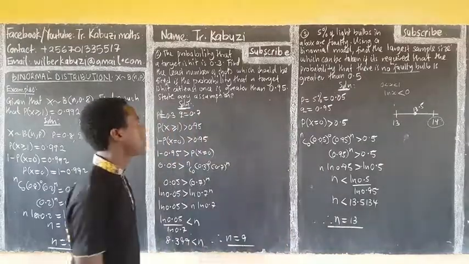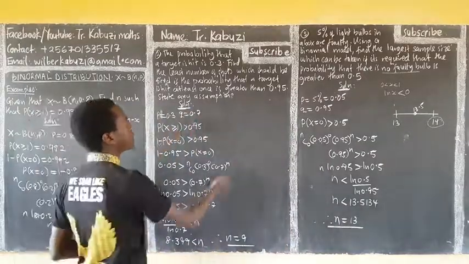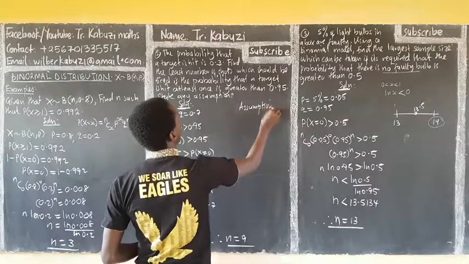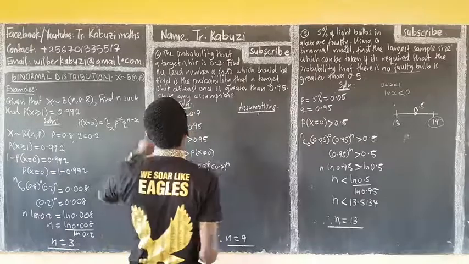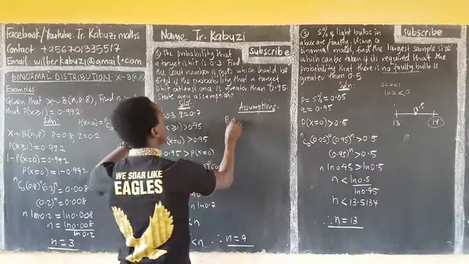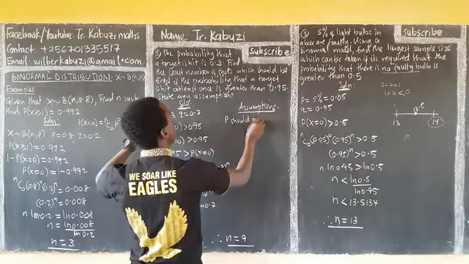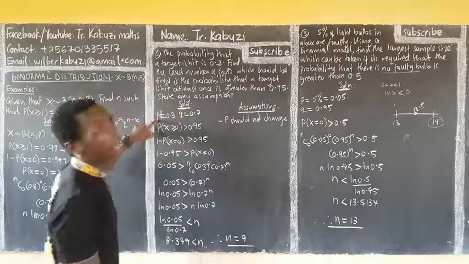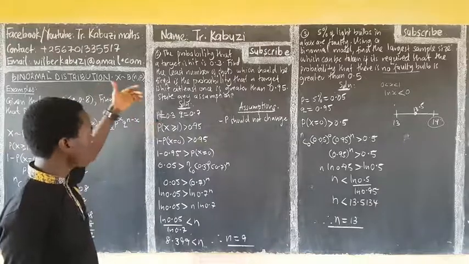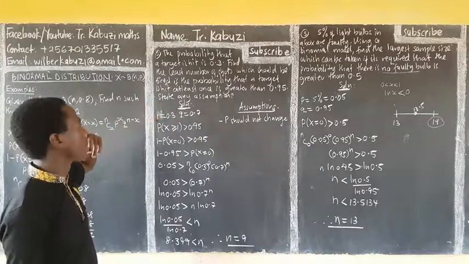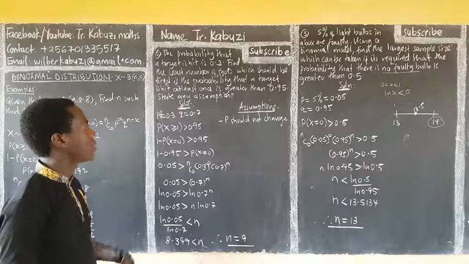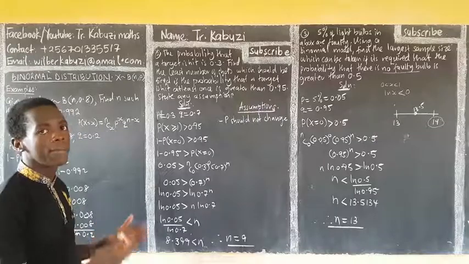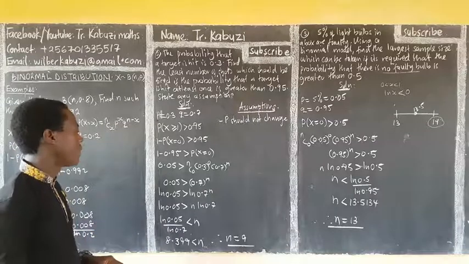As simple as that. So here they ask for assumptions. In simple terms, they're asking for the properties of a binomial. The properties will say this p should not change. I mean, it should be a constant. Then you can also give that the trials should be independent. You can also give others, and so on. Those are the simple terms to give the properties we saw in the first lesson.